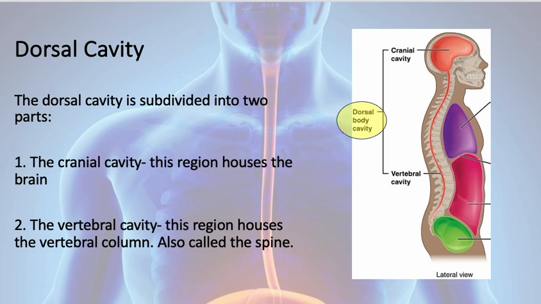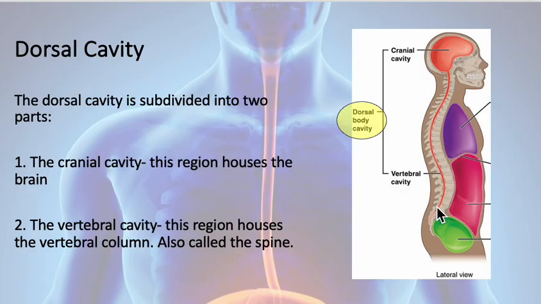Okay, let's look more at the structures of the body cavities. So first, let's talk about the dorsal cavity. The dorsal cavity is the cavity in the more posterior direction of the body.